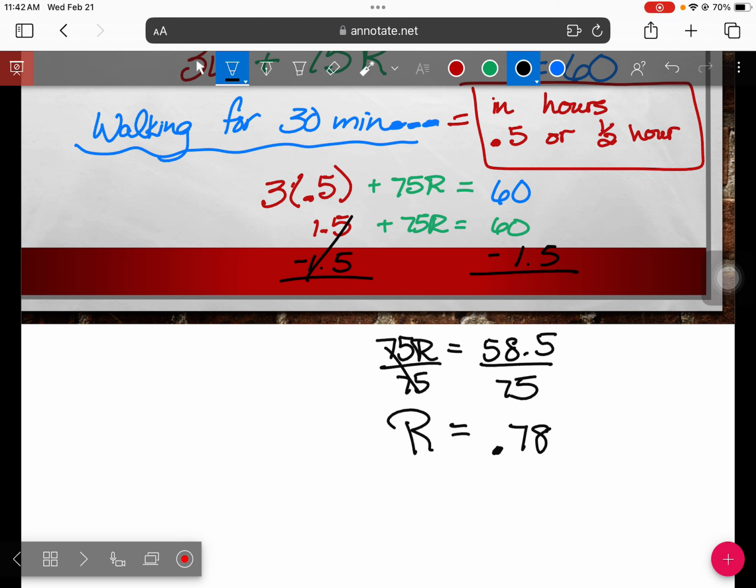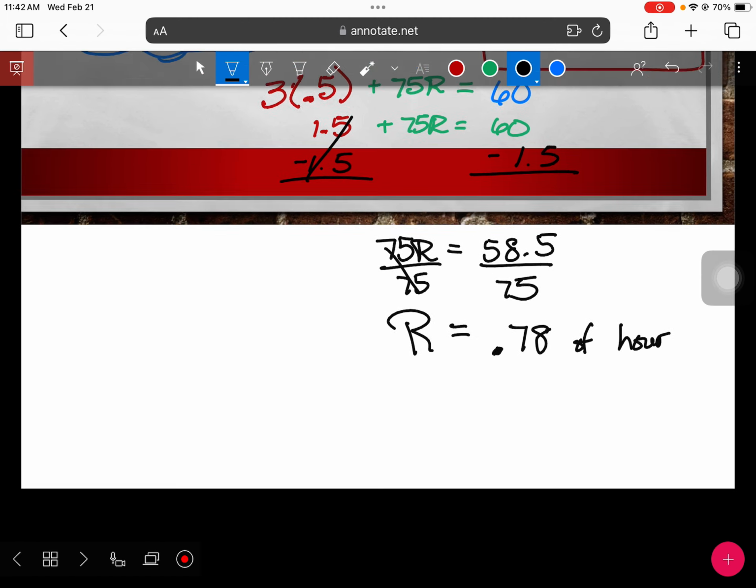Hey, I was riding in the car for 0.78. Is that what you would tell somebody? No. This is 78 what? 78 hundredths of a... No? Because it's time. 78 hundredths of an hour, but like I said, we don't say 78 hundredths of an hour, so what would you do?